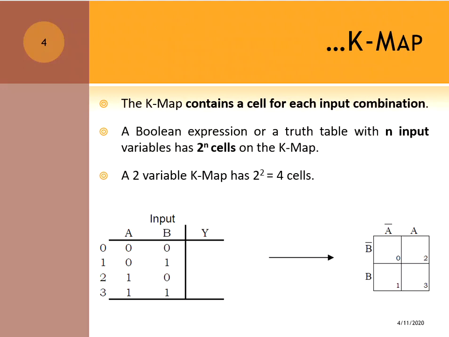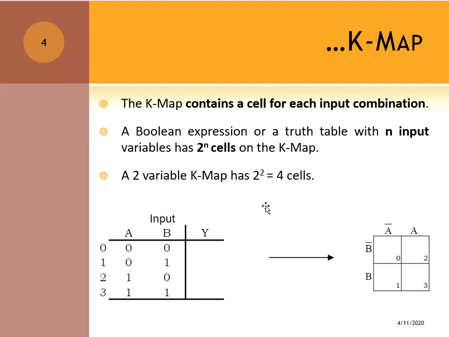Okay, now let's try to see in details about K-map. So this is K-map. K-map contains a cell for each input combination. On your left, you can see a 2-input truth table. Okay, 2 input because you have only A and B. A Boolean expression or a truth table with n input variables has 2 to the power of n cells on the K-map.